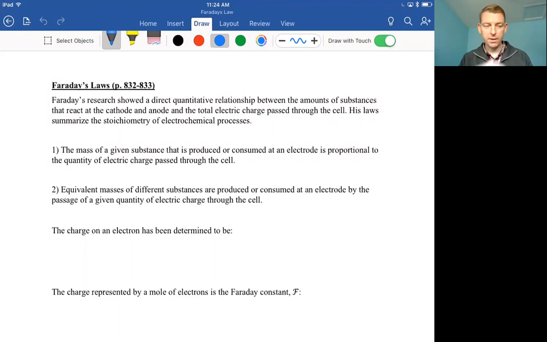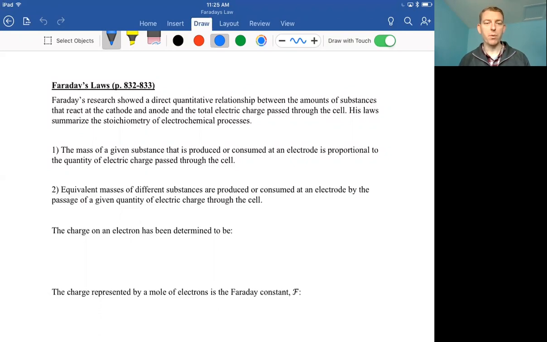First, just summarizing Faraday's laws, one being the mass of a given substance that's produced or consumed at an electrode is proportional to the quantity of electric charge passed through the cell. Great. So if it's proportional, we don't exactly know how yet, but there is some relationship between the change in the mass of an electrode and how much electricity, or how many electrons, have passed through that cell.